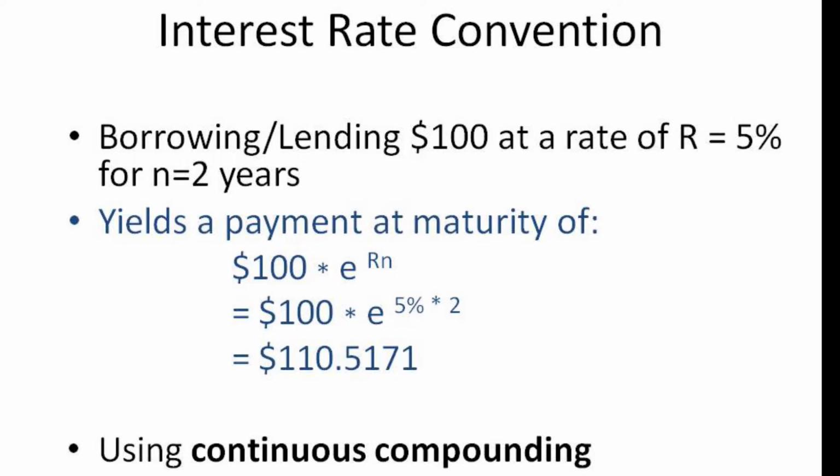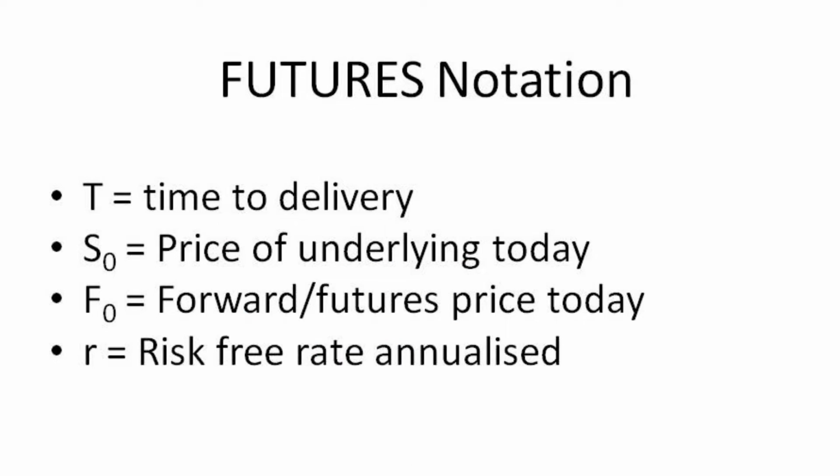Our next slide is on futures notation. So we'll use this notation in all of the problems that we look at. So T is time to delivery or time to maturity. S0 is the price of the underlying today. We also refer to that as the spot price. And then F0 is the forward or futures price today. So 0 being at time 0, right now. R then is the risk-free rate, annualized. So these are the notation that we use both in your textbook and in the notes that you'll be looking at.